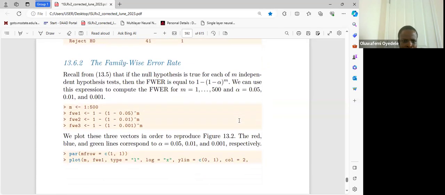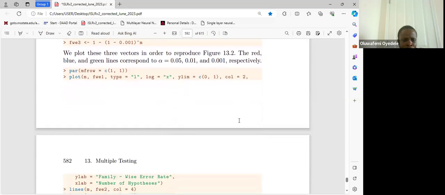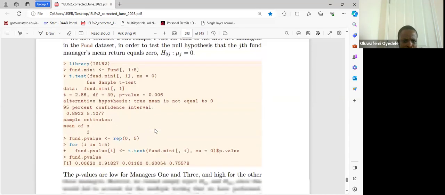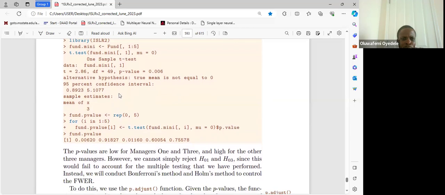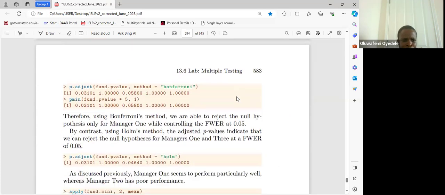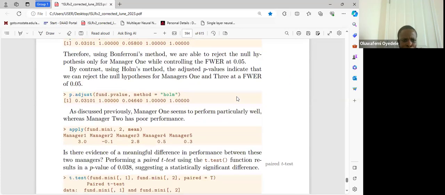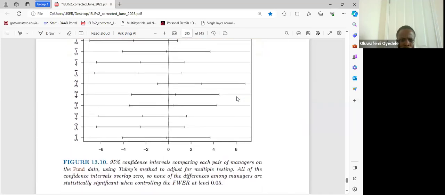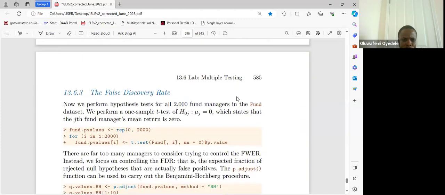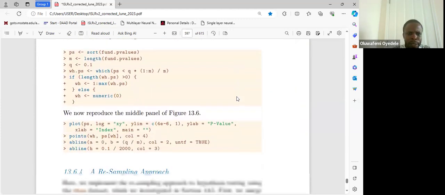So we look at the family-wise error rate. This was for the family-wise error rate. Then they set par because they want to create one row and one column. They are using ISLR2 and the Fund data set. They compute the fit p-value, the adjusted p-value, and the minimum p-value. Then they apply the function, arriving at the multiple testing results. Then they look at the false discovery rate.